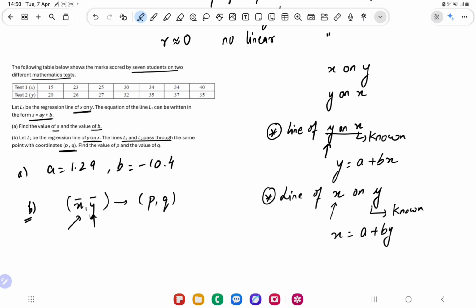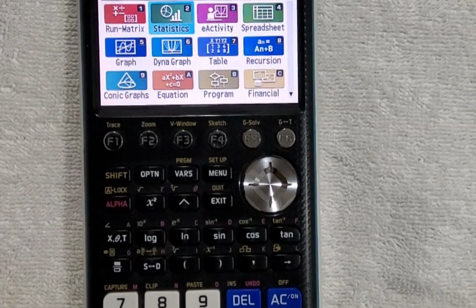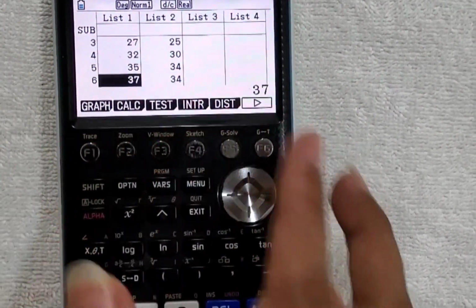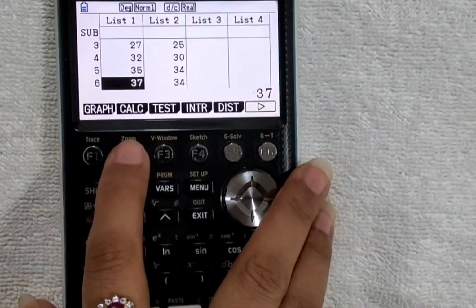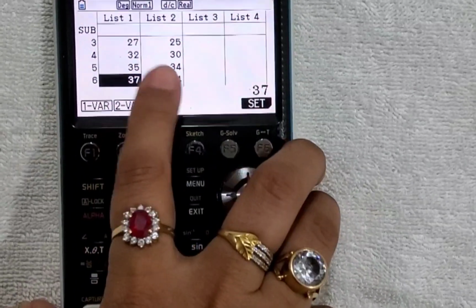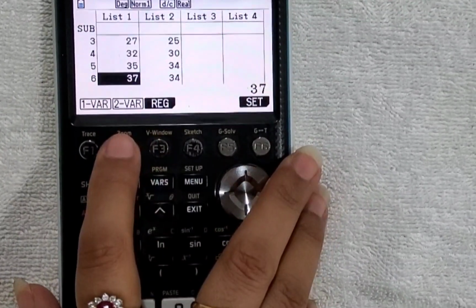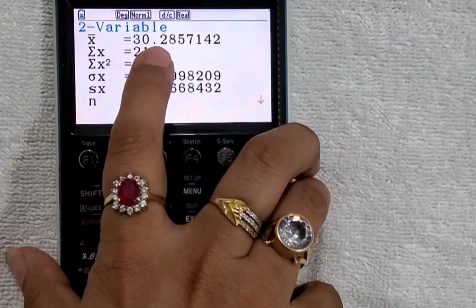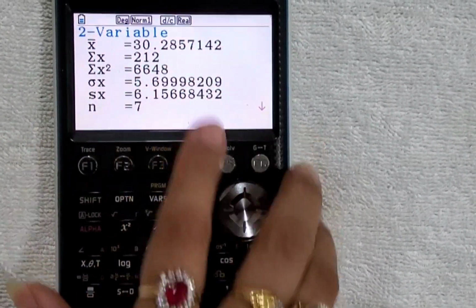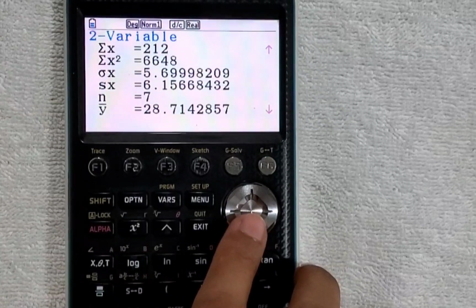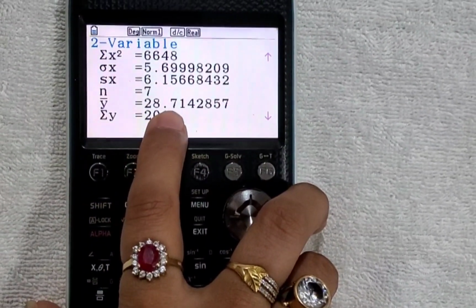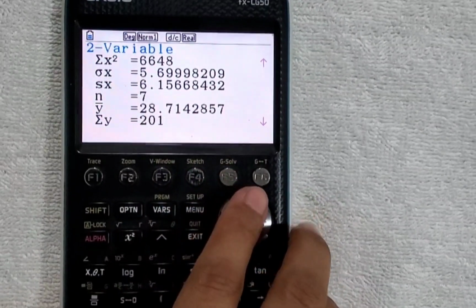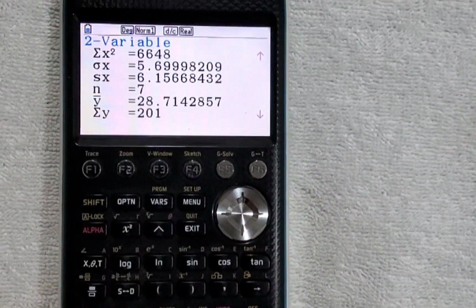Now to find the mean, we will again go to statistics. The data is the same. So I will press calc. Now there are two variables x and y given to me, so I will press two variable. Here you can see x bar, which is 30.28, is the mean for the first table, and y bar, which is 28.71, is the mean for the second one. So my point is (x bar, y bar).